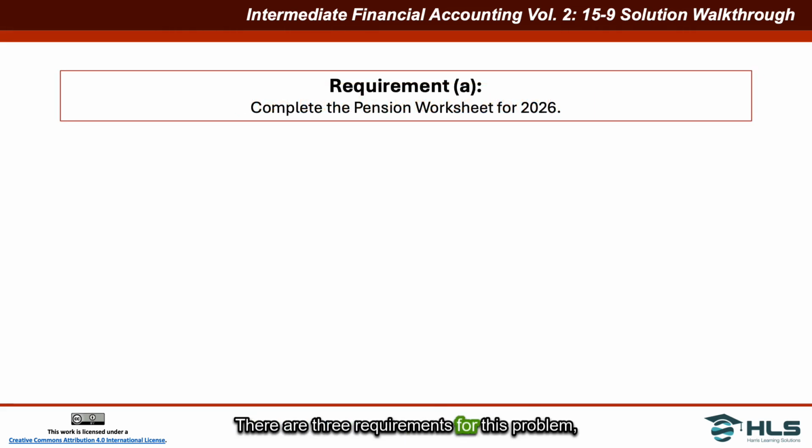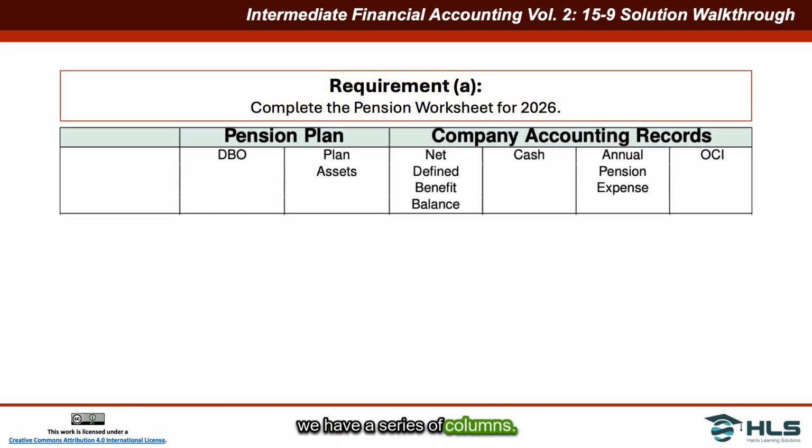There are 3 requirements for this problem, so we'll start with requirement A, which asks us to complete the pension worksheet for 2026. When we construct a pension worksheet, we have a series of columns. We'll have 2 columns dedicated to the pension plan itself, which is actually administered by an external third-party trustee.